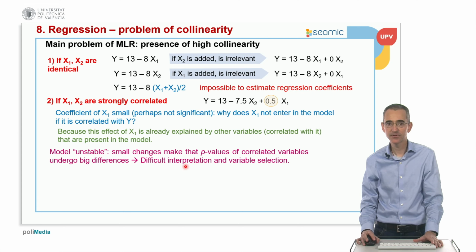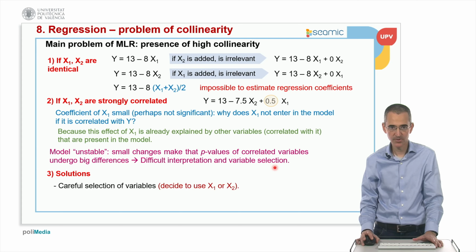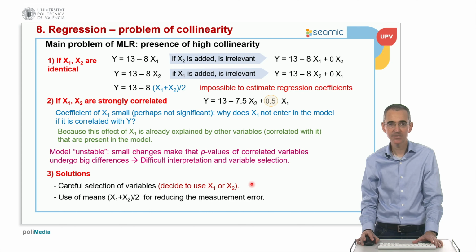Then the interpretation of the results is difficult, and the variable selection is also difficult. It's not clear which variables should be selected to be included in the model. So there are different solutions for this problem. One solution is to perform a careful selection of variables, to decide to use x1 or x2, applying other criteria, like from a technical standpoint, which one makes more sense.